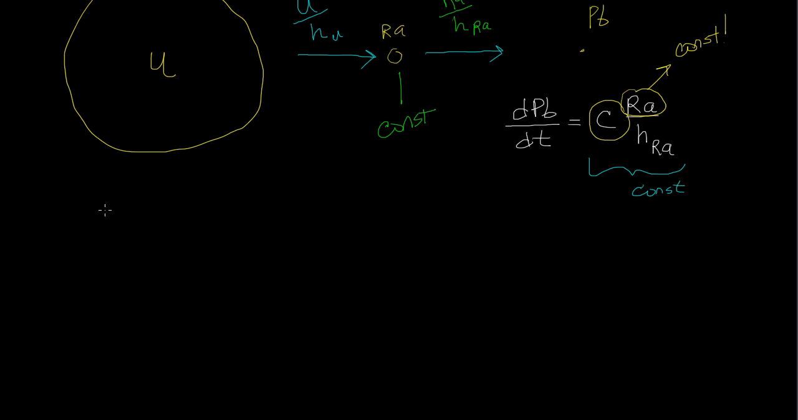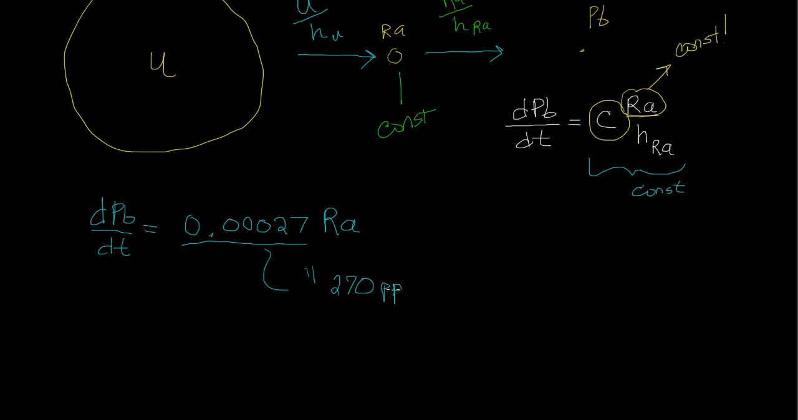And we can write this as the change in the concentration of lead with respect to time is equal to, it turns out to be, 0.00027 times the concentration of radium. Now, in the article, they describe this number here. This is equivalently 270 parts per million. You could also describe it as 270,000 parts per billion. They're the same number, just different ways of expressing the same thing.